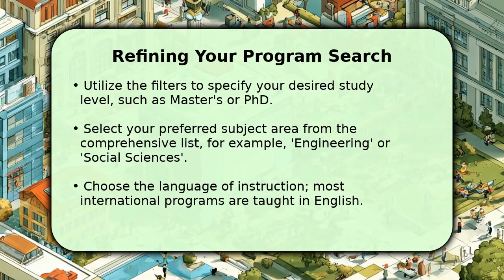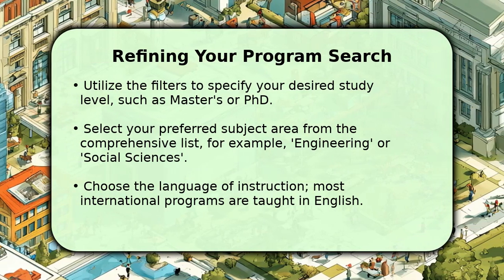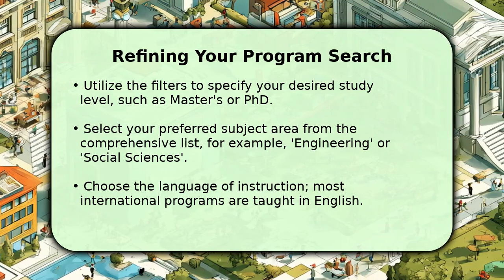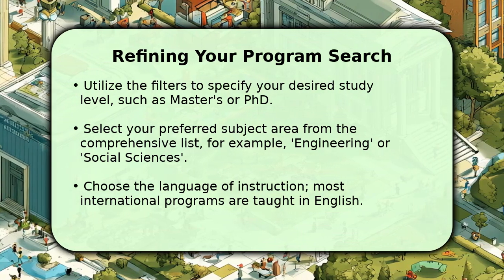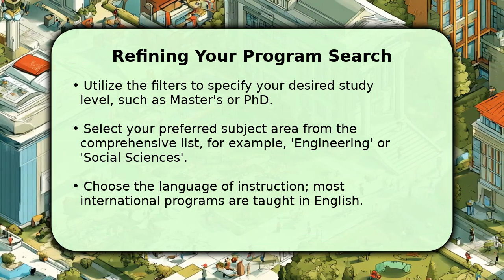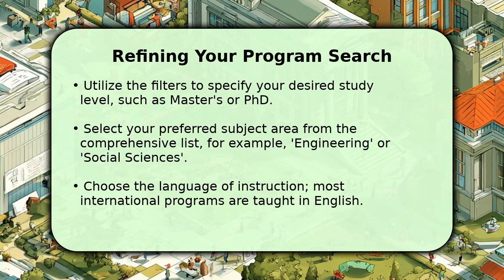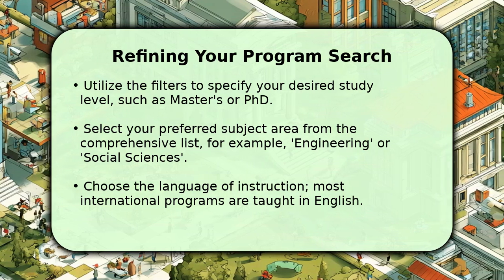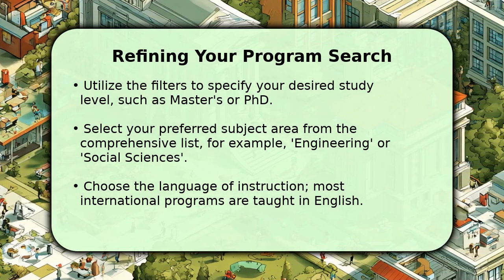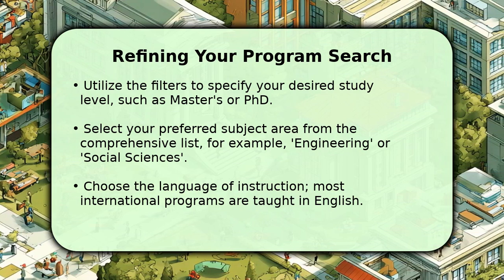After your initial search, refine the results using the powerful filtering options available on the left sidebar. Clearly specify your study level, whether it is a bachelor's, master's, or PhD, to narrow down your choices. Then, select your subject area, perhaps computer science or business administration, and choose your preferred language of instruction.